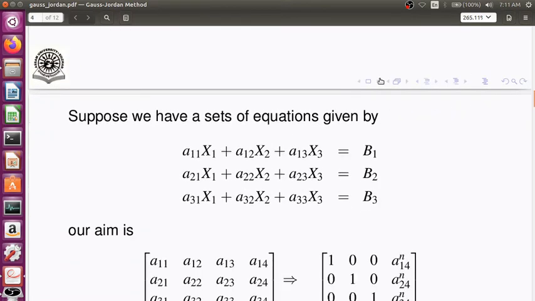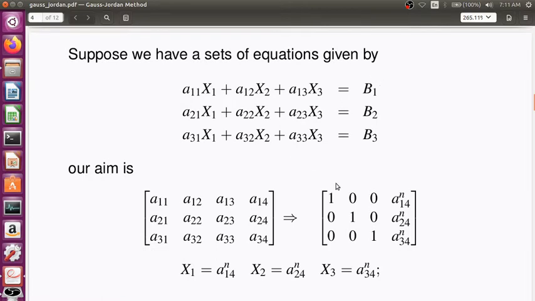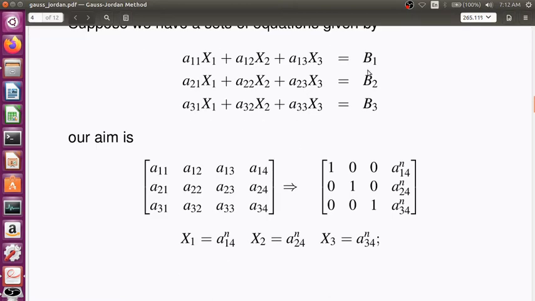Now we have a set of linear equations, and we know that we can write it in the form Ax = B, where matrix A comprises the elements A11, A12, A13, A21, A22, A23, A31, A32 and A33. Matrix B is B1, B2 and B3, but when we augment matrix B with matrix A, this B1, B2, B3 will be represented by A14, A24 and A34 respectively. So our aim is to make the A matrix a diagonal matrix.